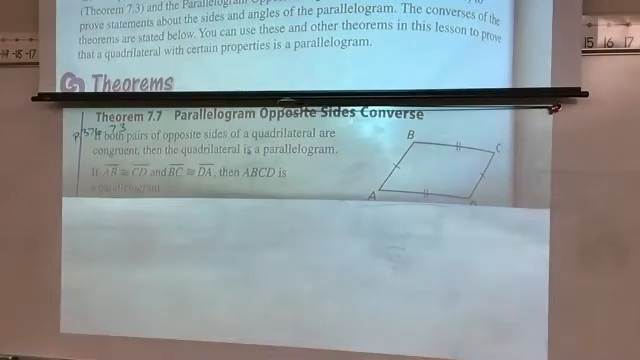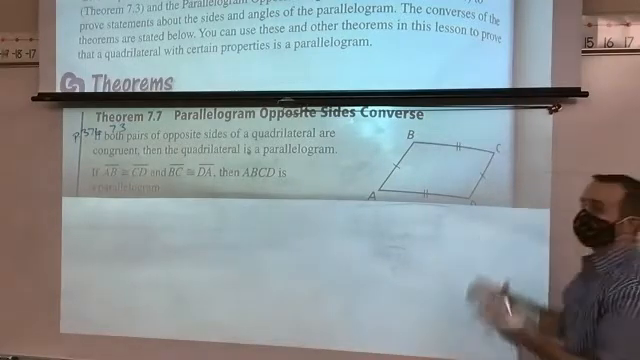This is saying if both pairs of opposite sides are congruent, then the quadrilateral is a parallelogram. And it has to be both pairs here. I want you to underline both pairs where you have it written down. It's not enough just to know one pair of opposite sides being congruent. You have to know both pairs are congruent.